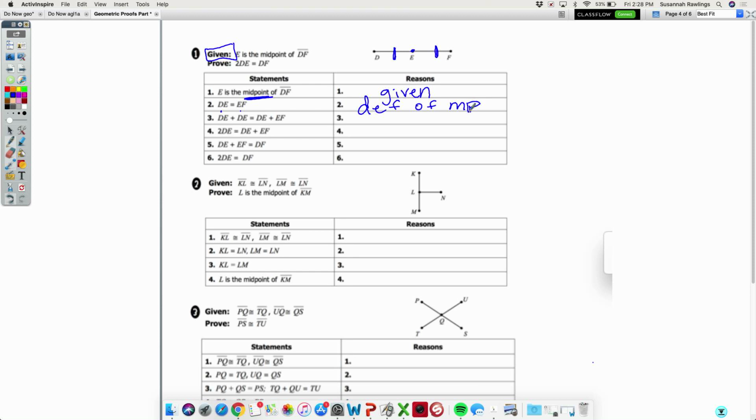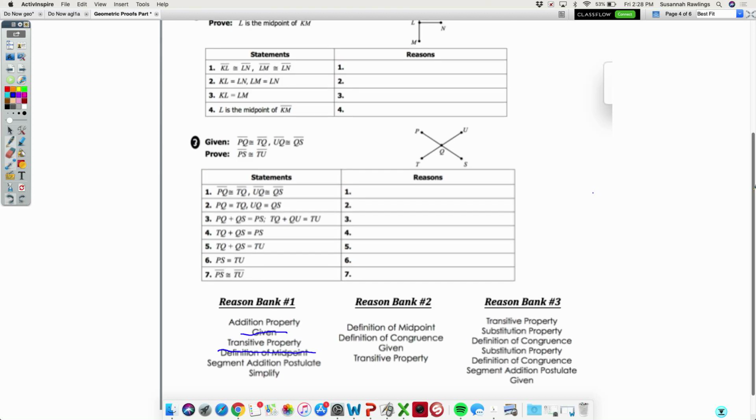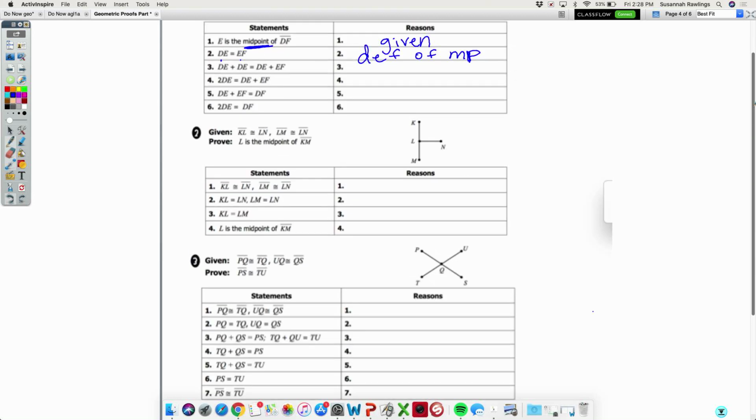Okay, and that goes right at my step where it's telling me I have two congruent sides. So I'm going to come down here and mark off that I've done the given and I've done definition of midpoint. So I'm just crossing them off with my word bank. Are we okay with that? Make sure you use your word bank. So what do we have left? We have addition, transitive, segment addition, and simplify.